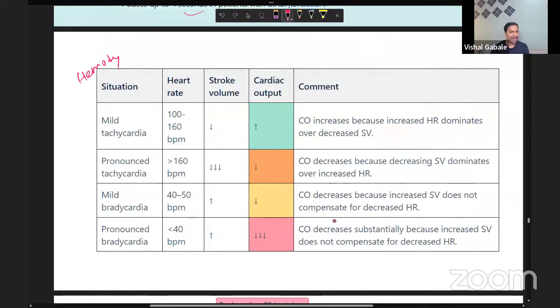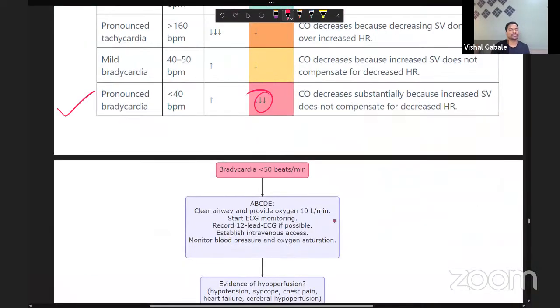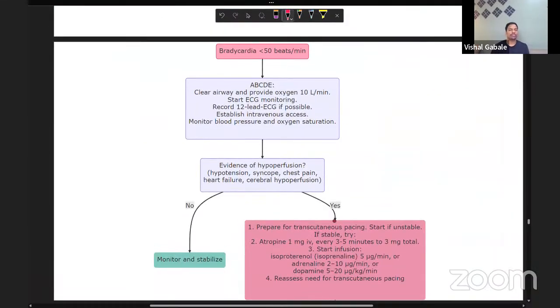Okay, so these are some of the hemodynamic changes which can be seen. In case of mild tachycardia, your cardiac output might increase, but if you have pronounced bradycardia, your cardiac output will reduce, and that's why it's an emergency. Whenever you have bradycardia, with heart rate less than 50 beats per minute, the first step is to check ABCDE: airway, breathing, circulation, and then establish IV access.